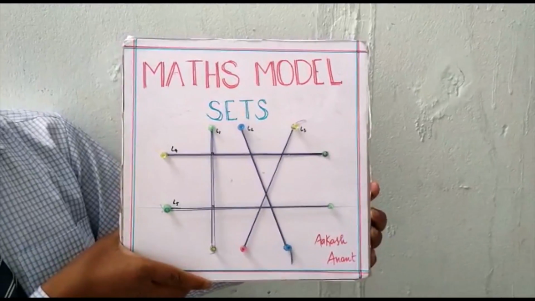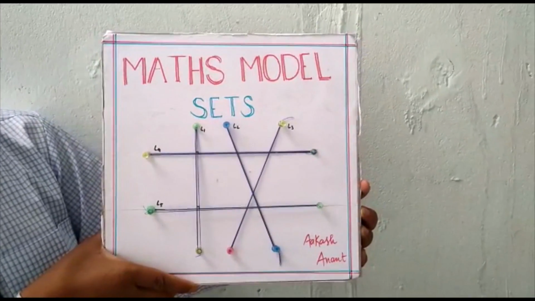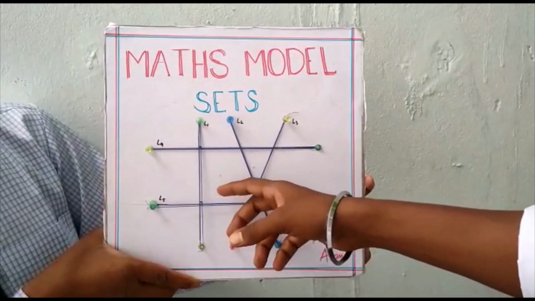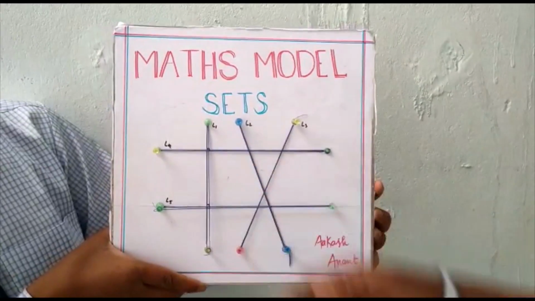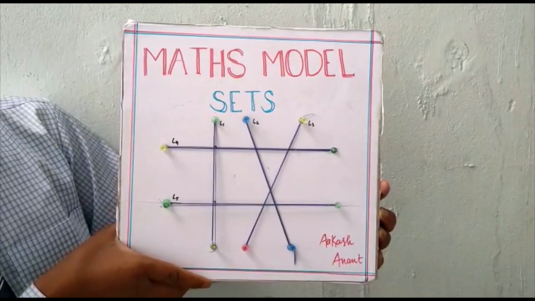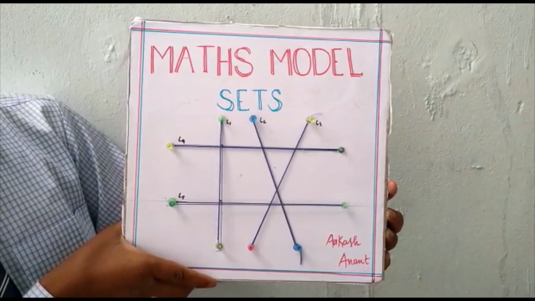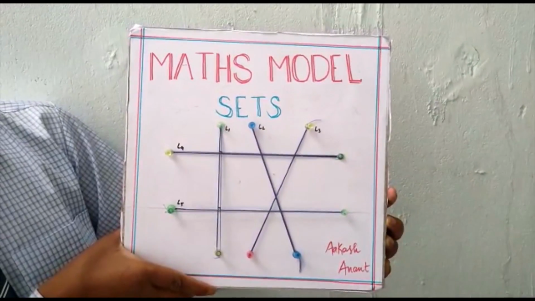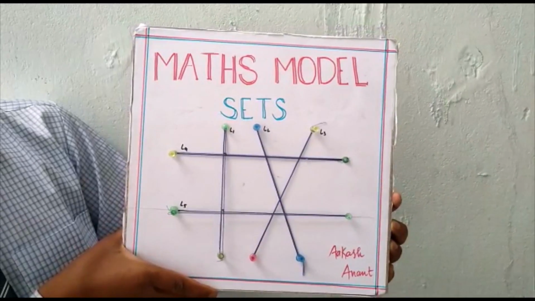Hey, my name is Akash Kumar Anand. Here I am discussing symmetric relations. In first we see that L4 is parallel to L5. It implies that L5 is also parallel to L4. If L4 is parallel to L5, it implies that L5 is also parallel to L4. Is parallel to is a symmetric relation.